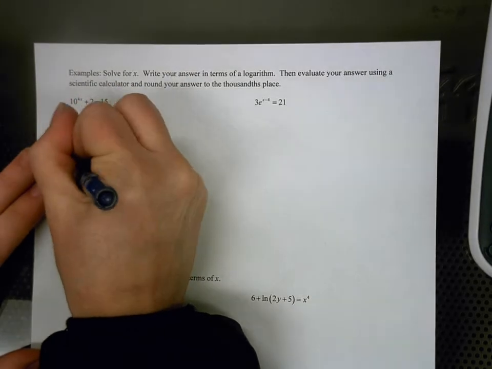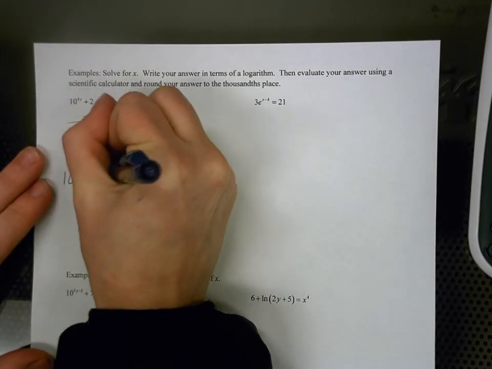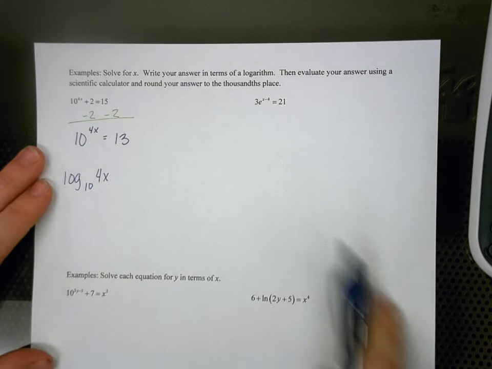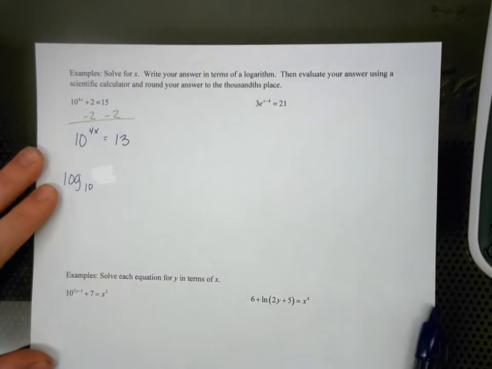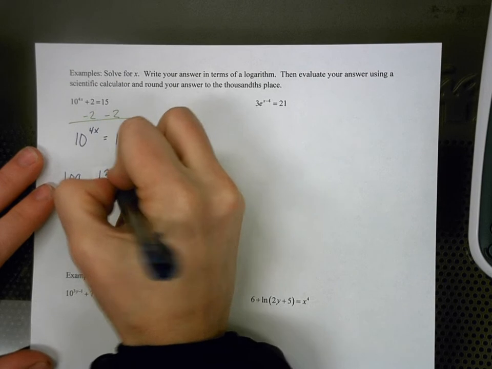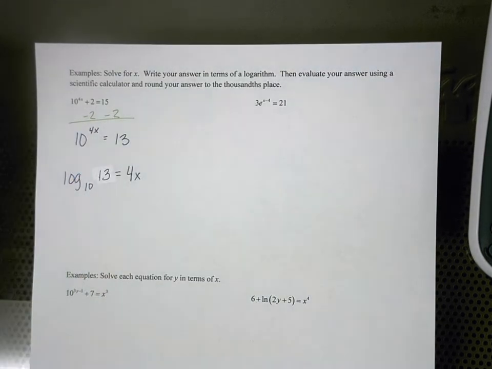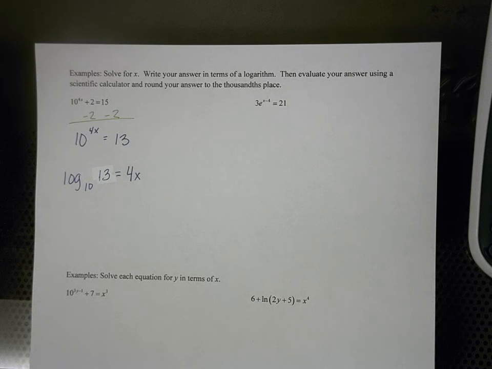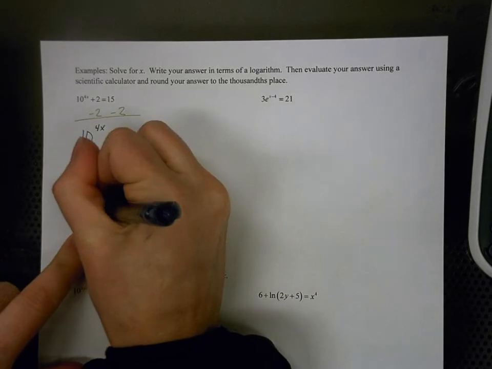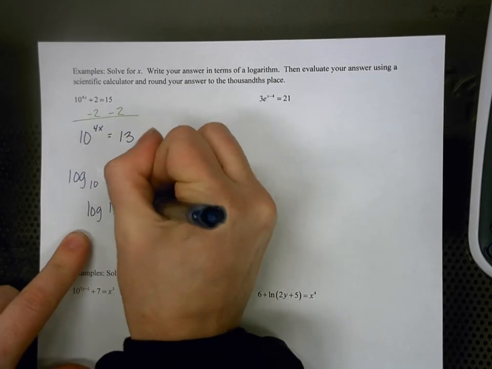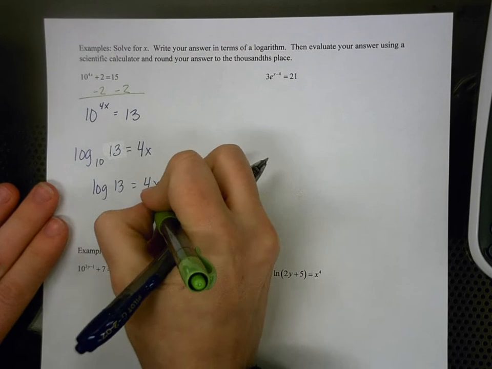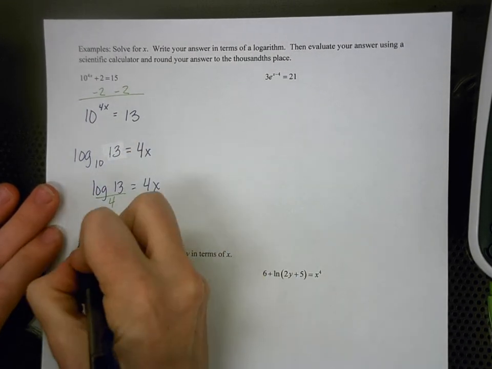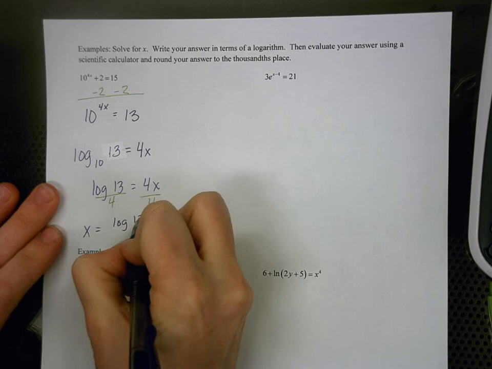So log base 10 of 4x. Nope, sorry. Has to equal our exponent at the end. Log base 10 of 13 equals 4x. So something cool right now. Log base 10 of 13 is just log of 13. You don't have to change the base on this problem. So if you solve for x, you can divide by 4, and you get x equals log of 13 divided by 4.